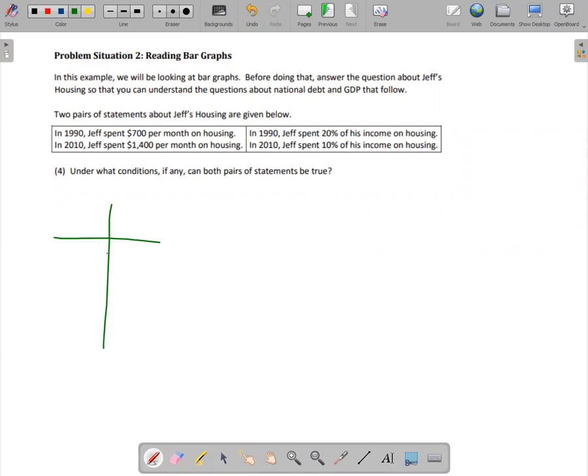So I'm going to add year versus housing. In 1990, he spent $700 per month. In 2010, he spent $1,400. All right. Next column is the percent of his income.